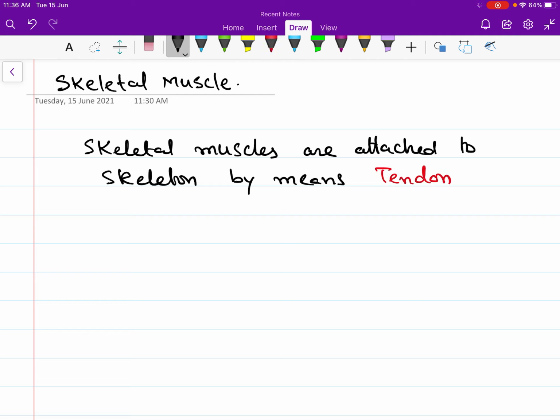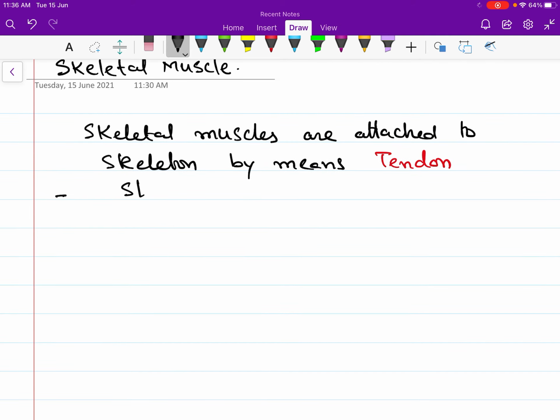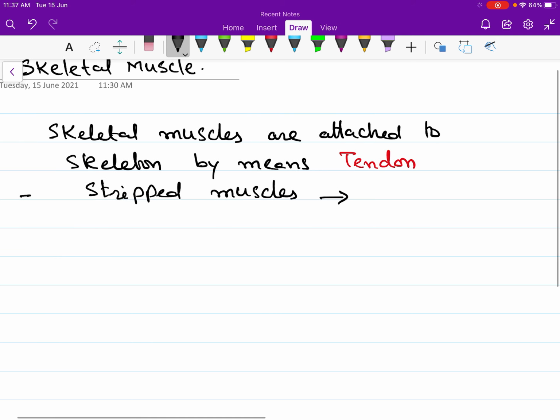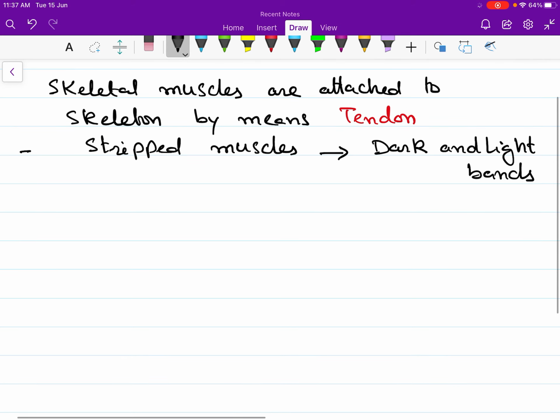Now, skeletal muscles are also called striped muscles. These are called striped muscles because they appear to have alternate dark and white bands. So when viewed under a microscope, they show alternate dark and light bands, which gives them the striped appearance, because of which they are called striped muscles.